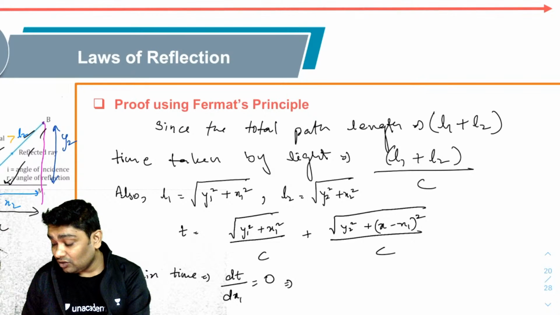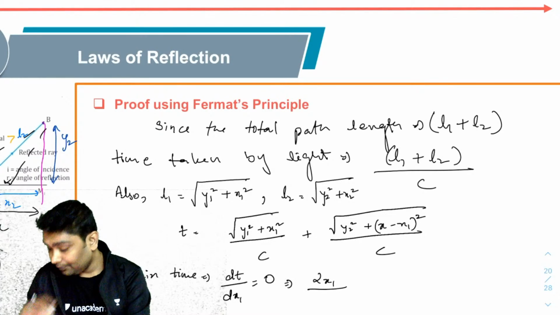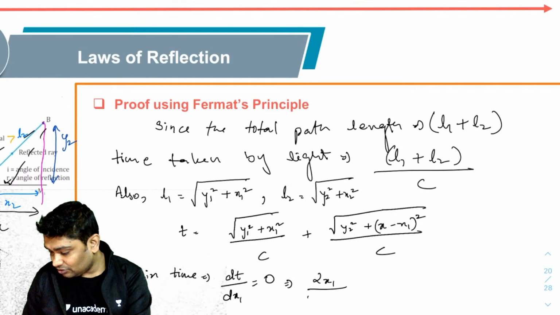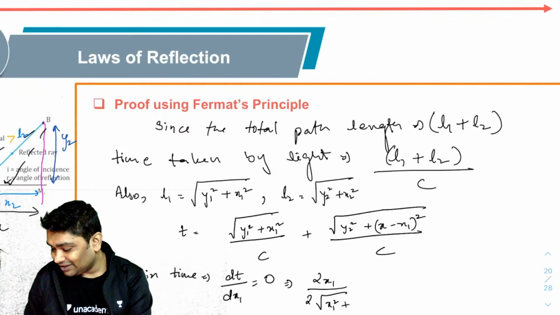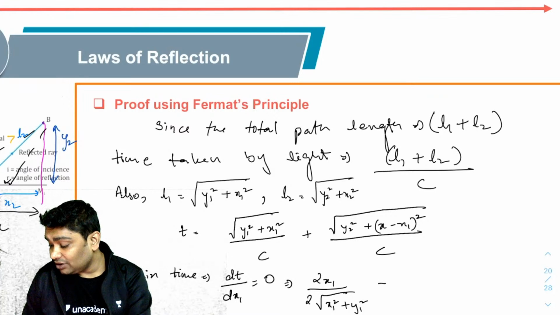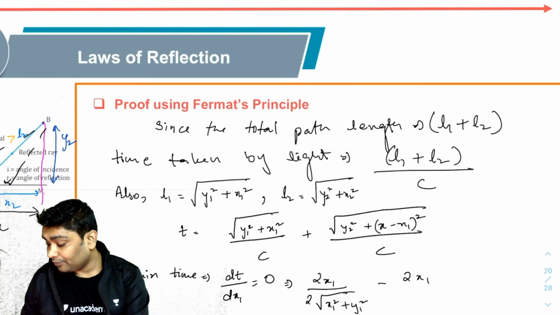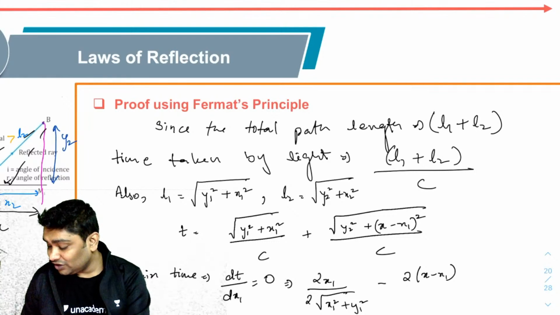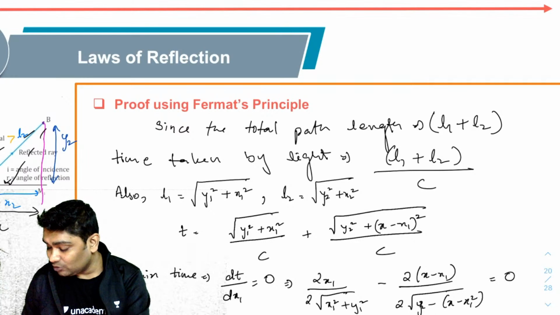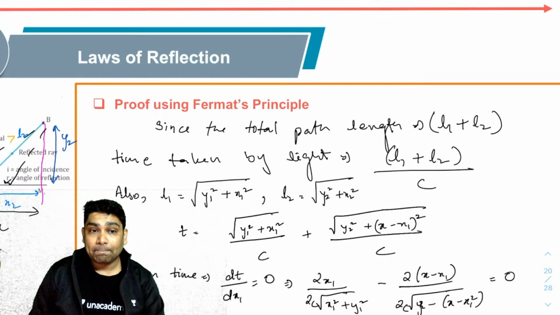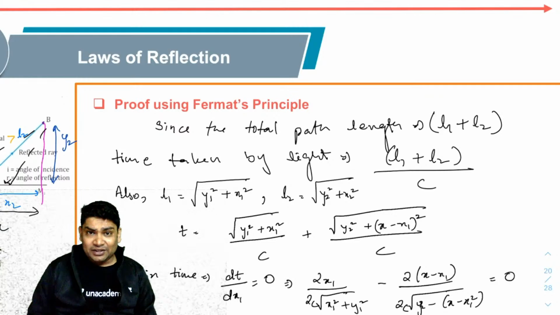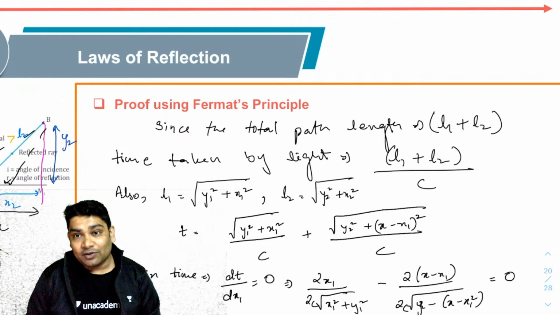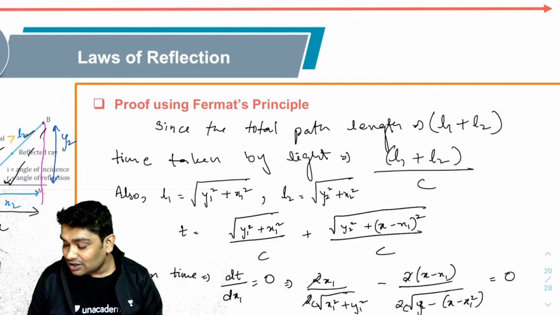If I differentiate this, what do you get? You will get 2x1 over 2 times root of x1 square plus y1 square. Okay, and then you will have minus 2 times (x minus x1) over 2 times root of y2 square plus (x minus x1) whole square, equals 0, and there would be c also. c is a constant. Can you follow this? If I want to find the minima for the time, I can find the derivative and put it equal to 0. Now, what I'll realize is that the 2 gets cancelled, and the c gets cancelled.